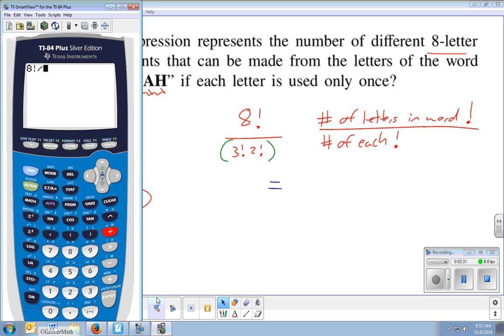If you don't put the bottom in parentheses, it's going to only think you're dividing by the first factorial, the 3, and then multiplying by the 2, not dividing by both. So it's really crucial that when you do this in your calculator, you open the parentheses after you divide, and then type in 3 factorial, which is 3, math button, left, number 4, and then 2 factorial, math.